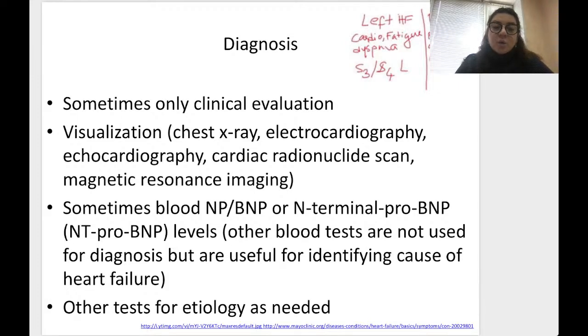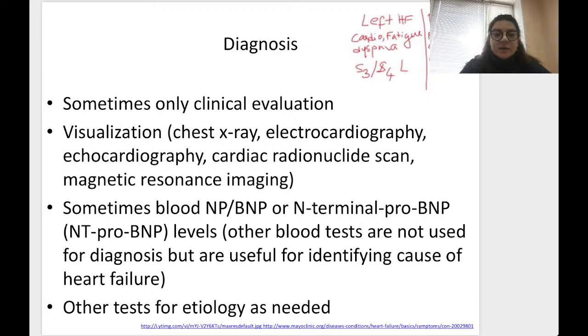Additionally to it, what should we use for visualization? It can be chest X-ray, electrocardiography, echocardiography. Additionally, in some cases, we need a cardiac radionuclide scan and magnetic resonance imaging. Sometimes we do blood natriuretic peptide or brain natriuretic peptide or N-terminal-pro-BNP levels.